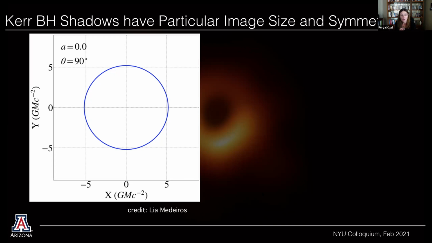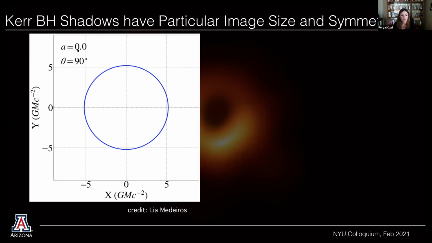What I'm describing to you are all Kerr black holes, so the spacetime's characteristic radii and image formation in Kerr black holes. And when all is said and done, when we look at image sizes that we expect from these spacetimes and the shadow shapes that we expect from these spacetimes, they show a particular size and symmetry.